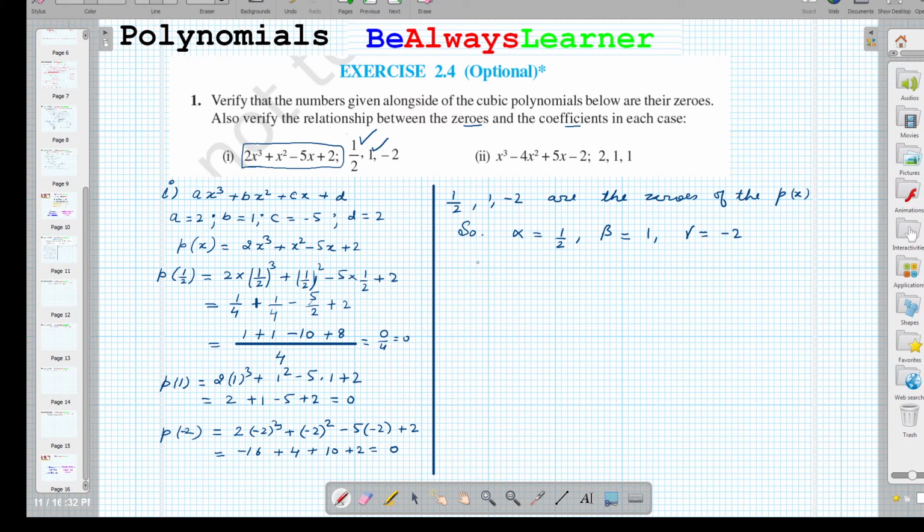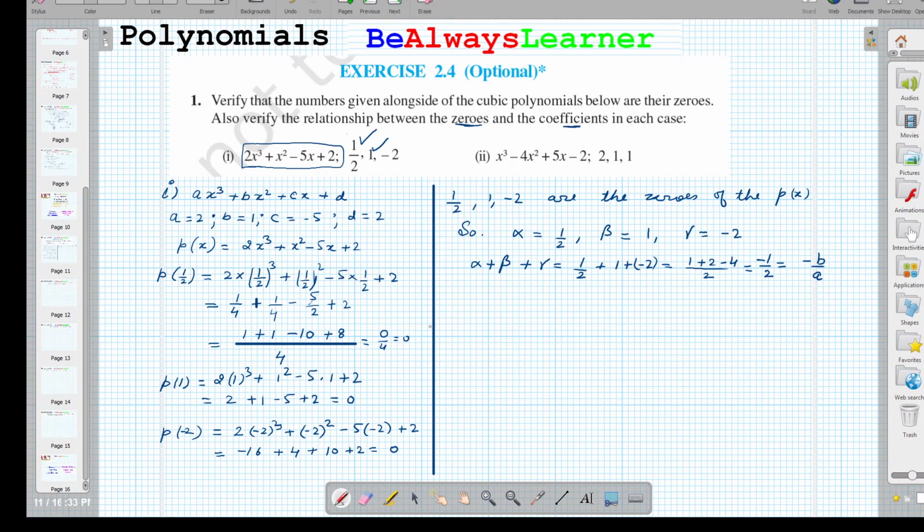Now, the sum of the zeros is alpha plus beta plus gamma, that is equal to 1 by 2 plus 1 plus minus 2. That comes out to be, we have to take LCM, this is 1 plus 2 and minus 4. Fine. So that is equal to 3 and minus 4. This comes out to be minus 1 by 2. By formula, we can write minus b by a. So that is the first step to get the relation between zeros and the coefficients.